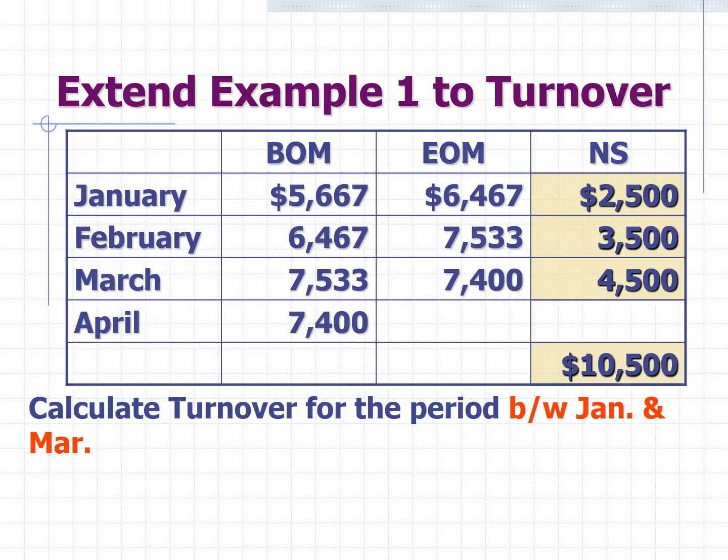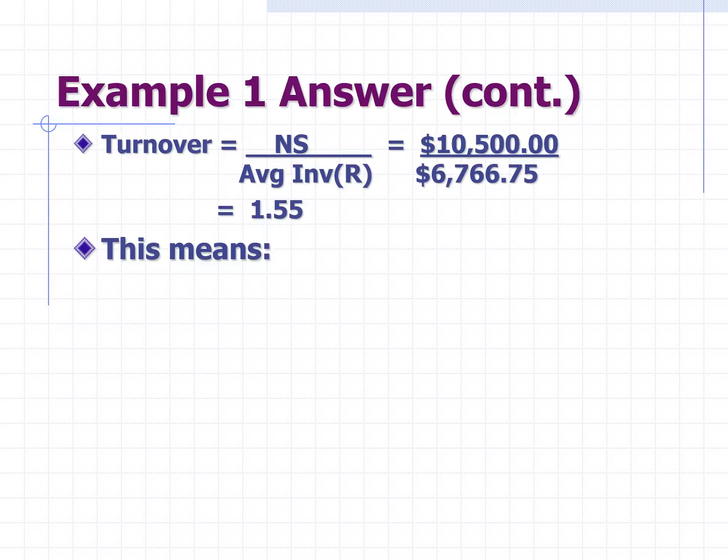Okay, so to calculate turnover, we first had to know what the net sales for the 3-month period was. So we add up the net sales of the 3 months, January, February, March, and that added up to 10,500. Then now we can calculate turnover by dividing that net sales, 10,500, by the average inventory at retail, which we calculated before, 6,766.75, which gave us the turnover of 1.55.